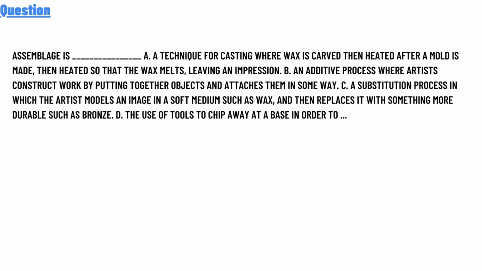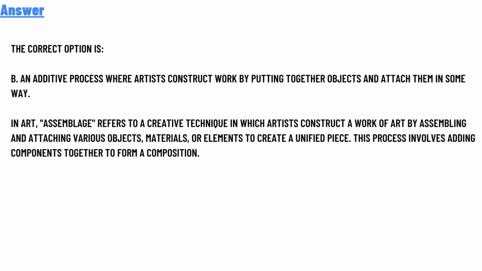Option C, a substitution process in which the artist models an image in a soft medium such as wax, then replaces it with something more durable such as bronze. Option D, the use of tools to chip away at a base.